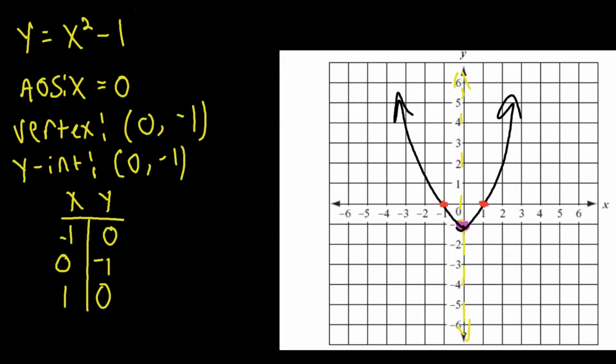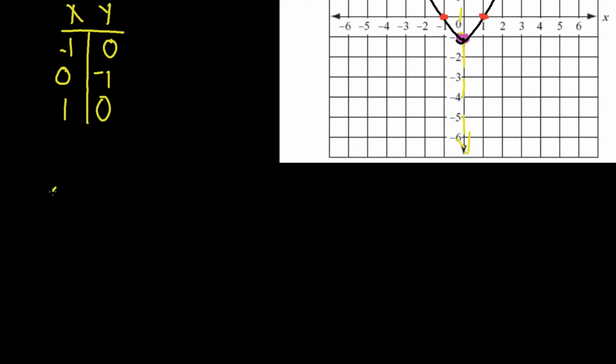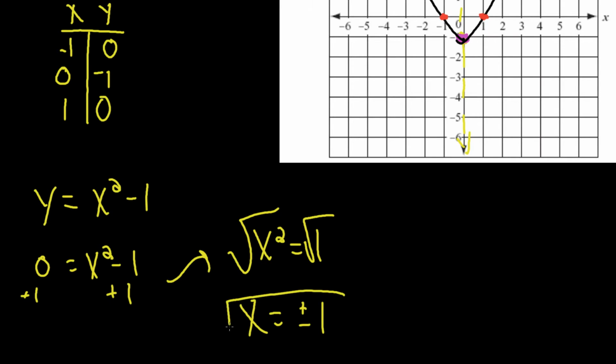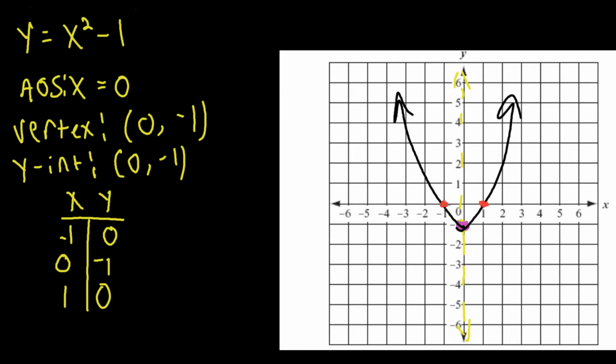If you really wanted to be thorough, you could check using one of the methods you know. In this case, we can use square roots. Set y equal to 0, add 1 to both sides to get x squared equals 1, and when you take the square root on both sides, you get x equals plus or minus 1. It's the same thing using square roots that we can find on our graph right here.